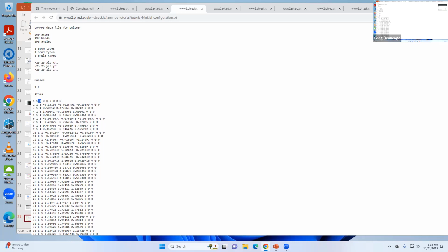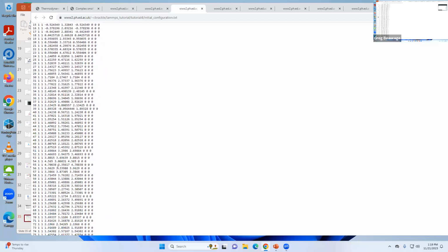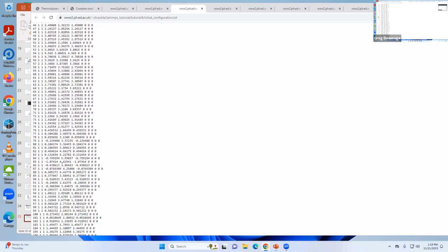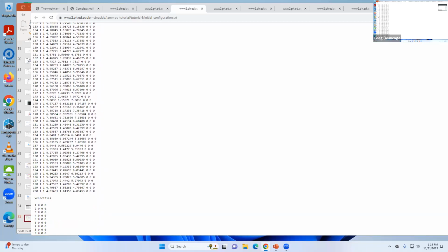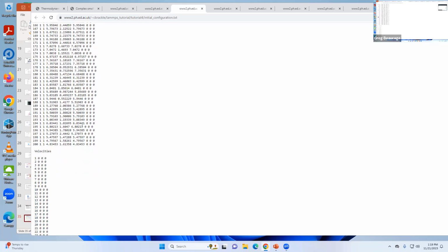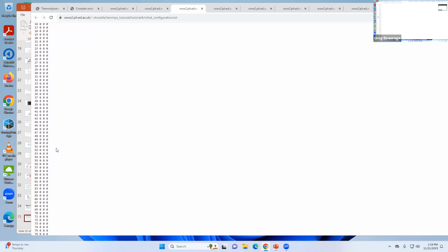Yeah, so they aren't in a line. They're floating around like a random configuration, I guess. So they must be already kind of squiggly in this, so this is already like a random walk kind of. And then it lists the velocities for the atoms.